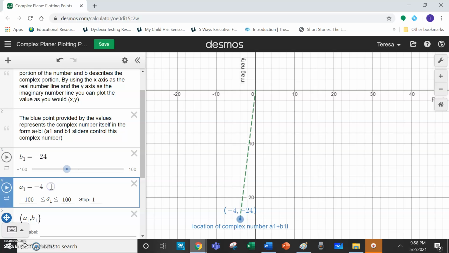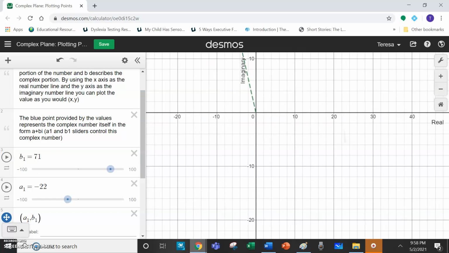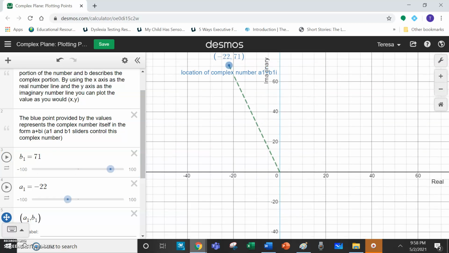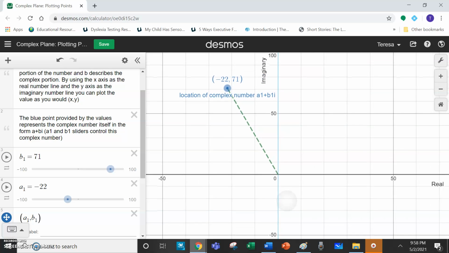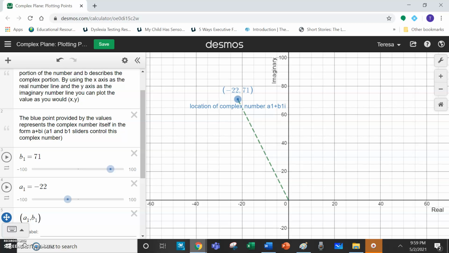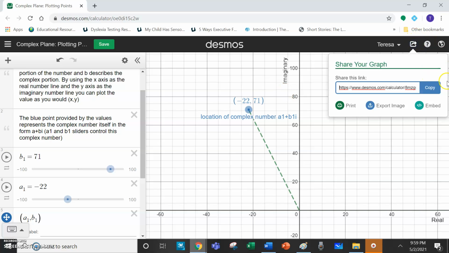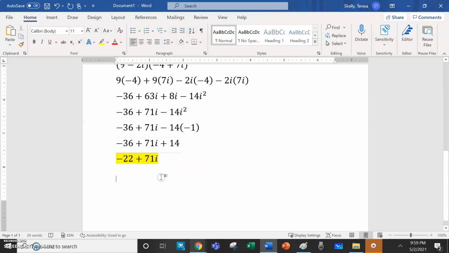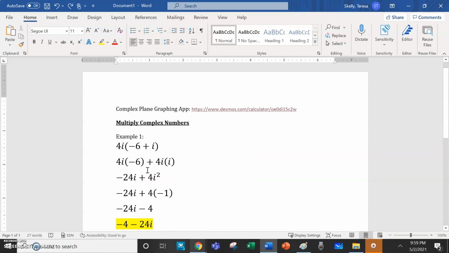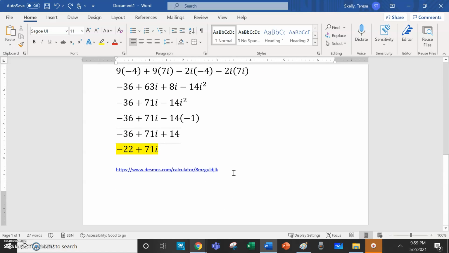So in the A section, I'm going to type negative 22 and I want positive 71. So I'm making that positive and I'm typing in 71, and I can see again that my graph works, and you can see I'm just zooming in on the imaginary axis, which lets me see the whole thing without shrinking everything down too much. I will then take a share of this graph, copy it, and paste it in the appropriate section. Again, on your assignment, you will have a space specifically to paste your link to your graph. And that's how you multiply with complex numbers in our two examples.